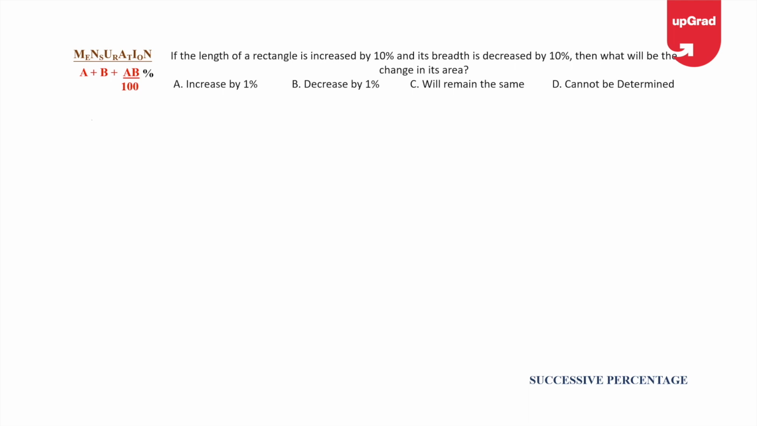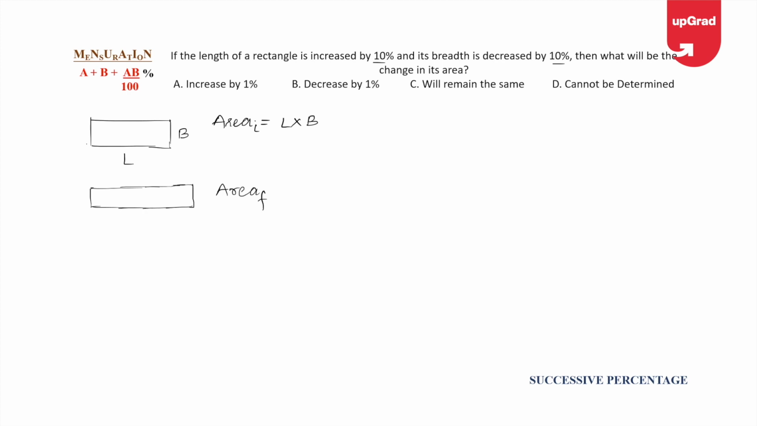Now, this looks like a simple question. Why? Because if suppose there is a rectangle which has a length as L and breadth as B, then the area of the rectangle would look like length multiplied by breadth. But now what has happened? The length is increased by 10% and the breadth is decreased by 10%. So this is how my new rectangle looks like. So this is my initial area and then I have to calculate the final area as well.